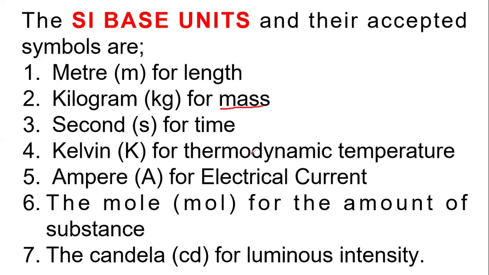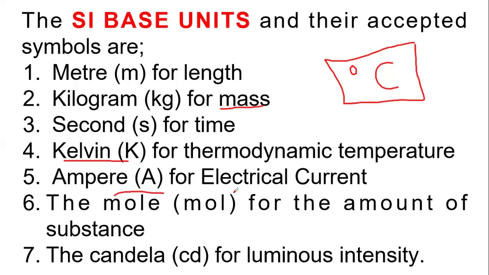And then thermodynamic temperature, or just simply temperature, the SI unit for temperature is the kelvin. So the degree Celsius is not a base unit, because you can get the degree Celsius by combining these 7 units here. And then we have the ampere, which is used to measure electrical current.